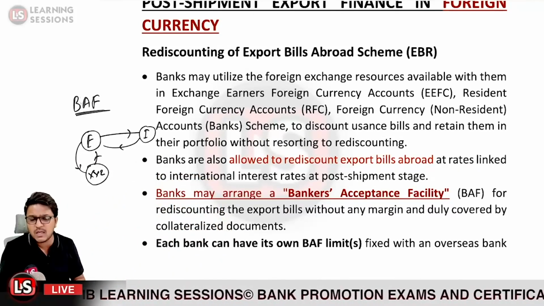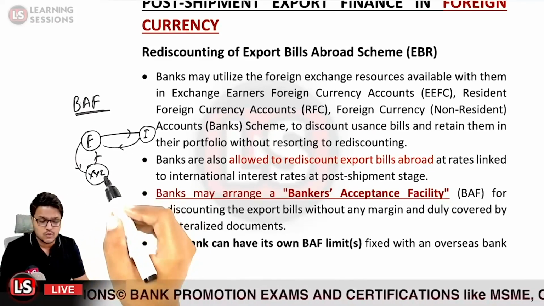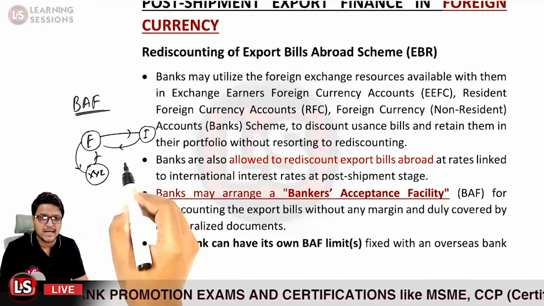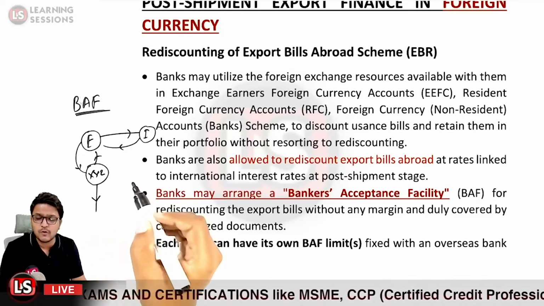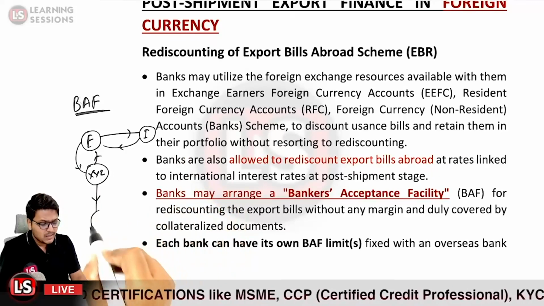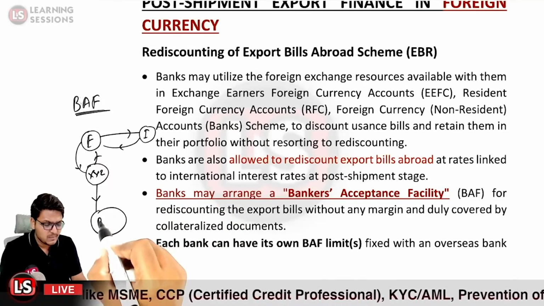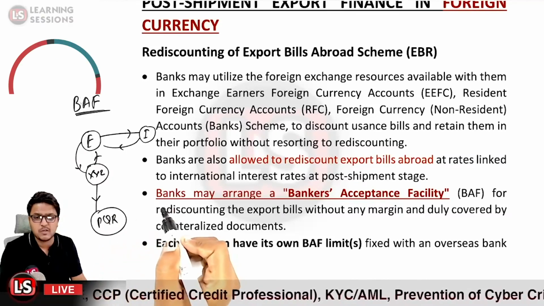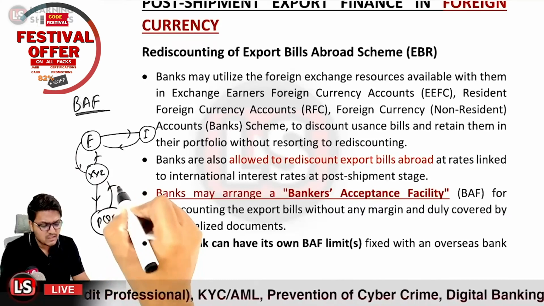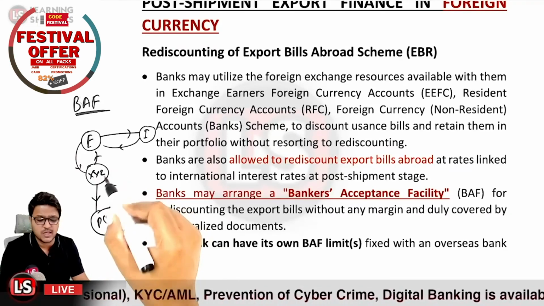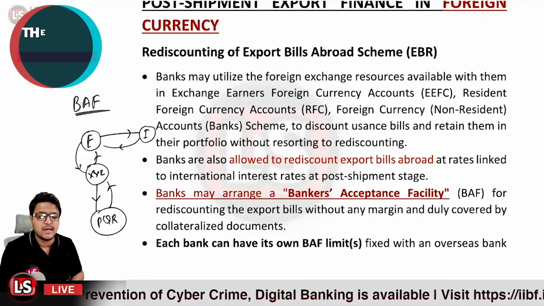But in between, XYZ bank has no liquidity. So now what will XYZ bank do? XYZ bank will have a facility with some other bank which has the foreign currency reserves, and XYZ bank will be rediscounting these bills with that particular bank. Let us name it PQR bank. So PQR bank will be providing the liquidity to the XYZ bank, and a share of the profit will be shared by the XYZ bank with the PQR bank. So that is a case related to the rediscounting of the export bills.